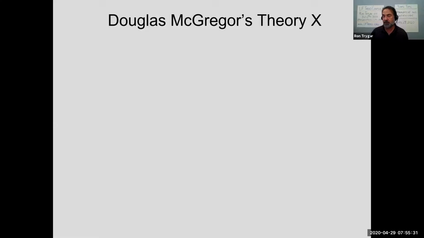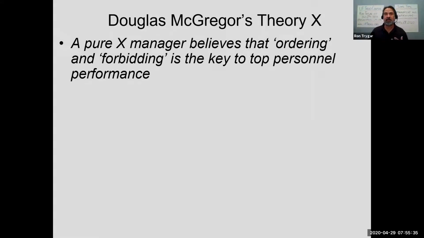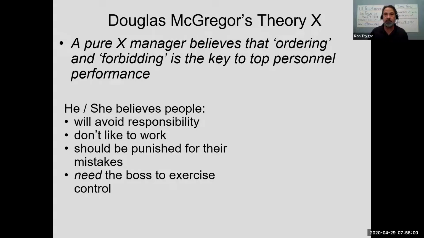And Theory X is where we have, let's say, a manager who practices Theory X completely. A pure Theory X person would be the manager that believes that ordering and forbidding the employees to do anything is the way to get top performance from their personnel. A Theory X manager is generally very strict. They sometimes believe that people will innately avoid responsibility, that they really don't like to work. And if that manager is not looking over their shoulder all the time, these employees will lay down on the job, and they'll go hide and sleep, those types of ideas that are thought of by the Theory X manager. They also believe that people should be punished for their mistakes.